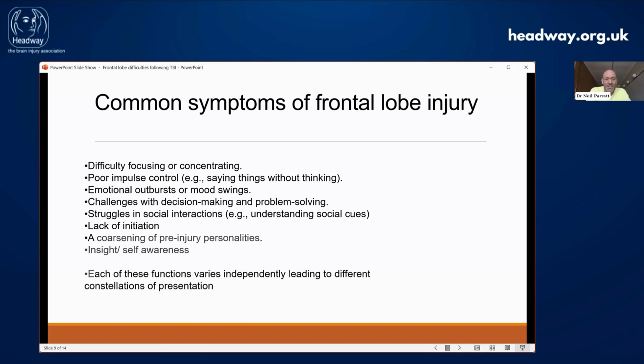As alluded to in my last slide, impulse control can be a particular issue. People end up saying exactly what they think, without consideration of the social circumstances at the time. Similarly, their emotions become more difficult to manage, and they can often become very angry very quickly or very upset very quickly. Mood swings are more pronounced than would otherwise have been the case.